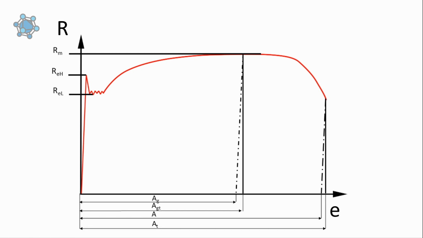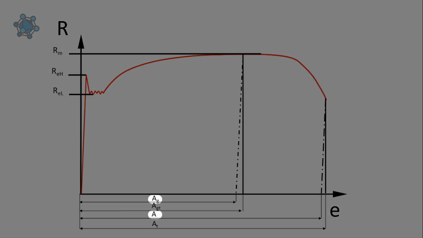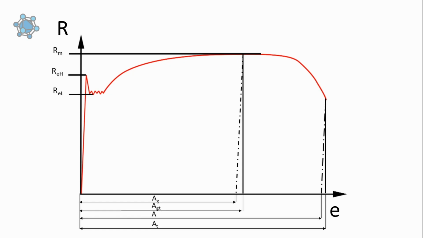Here we see in the diagram the aforementioned stress values RM, REH, and REL, and the corresponding strains. AG and AGT are the strains at ultimate tensile strength, and A and AT are the strains at the point of fracture. The most significant of these values are AG and A, since they are noted after unloading the sample.